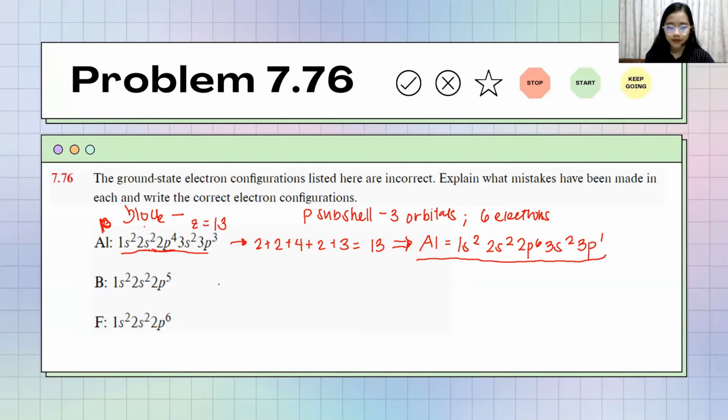Next, we have boron here. It says that boron's electron configuration is 1s2, 2s2, 2p5. The atomic number of boron is 5.